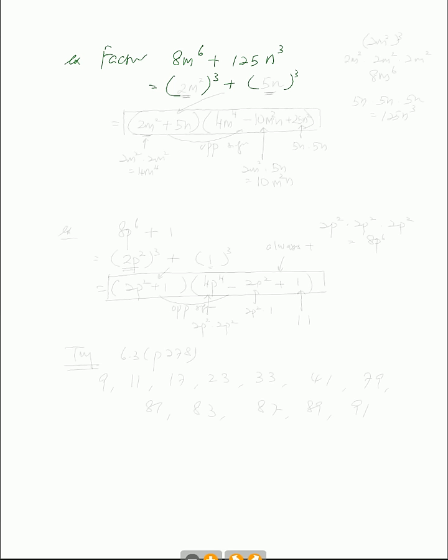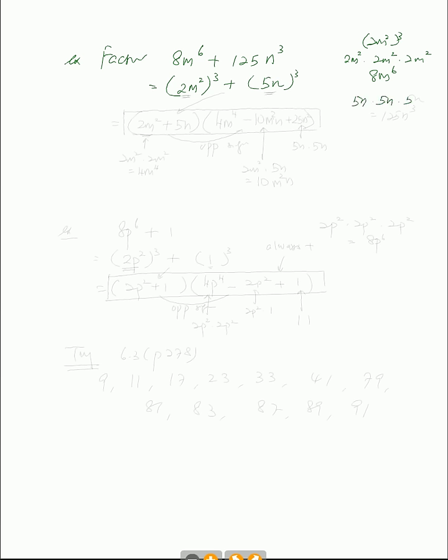Think of it like this: 2m squared times 2m squared times 2m squared, 3 times. So 2 and 2 and 2 makes it 8, and m squared, m squared, m squared makes it m to the 6. So 2m squared cubed gives me 8m to the 6. Now ask yourself, how do I get 125n cubed? I need a 5n, because 5n times 5n times 5n gives me 125n cubed. So those are my two candidates, 2m squared and 5n.